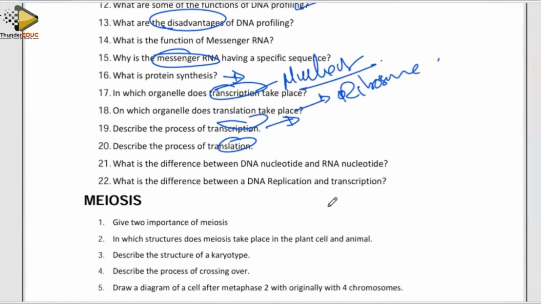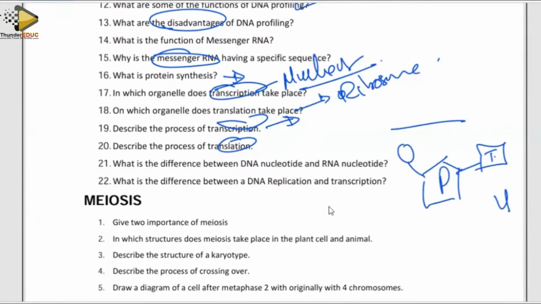What is the difference between DNA nucleotide and RNA nucleotide? When we talk about the nucleotide of DNA, they are not asking about the strand. It has thymine for DNA, for RNA it has uracil. It has deoxyribose for DNA, for RNA it has ribose. So that is it.